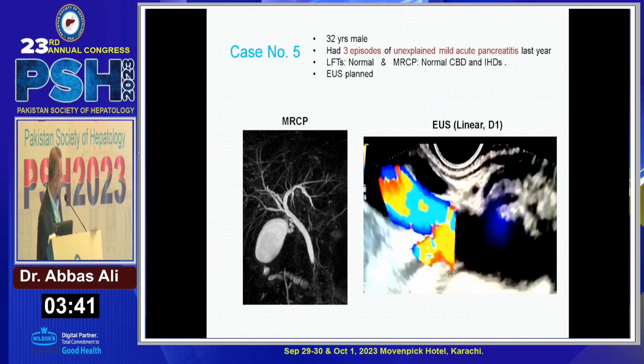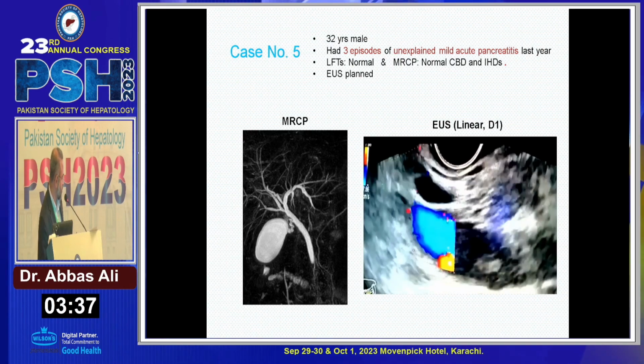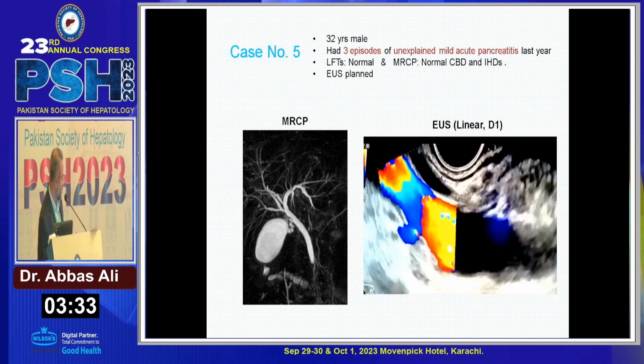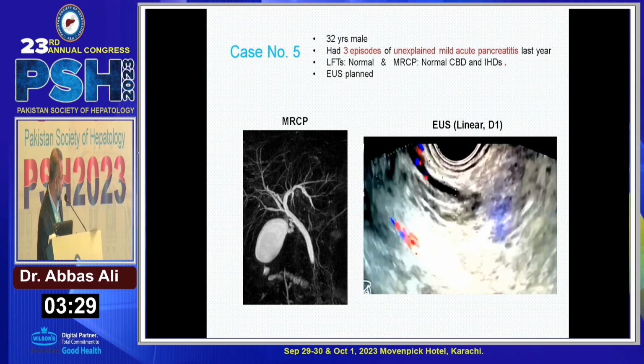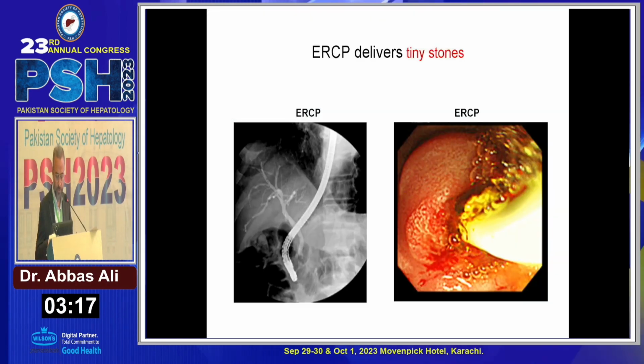Now you can see that the CBD is being traced. This is the linear EUS. This is being traced down to the distal end. Now we see it again. You can see that in the distal part, there is some tiny stone that was missed by the MRCP. This is the importance of EUS. You can see the very distal most part of the CBD.